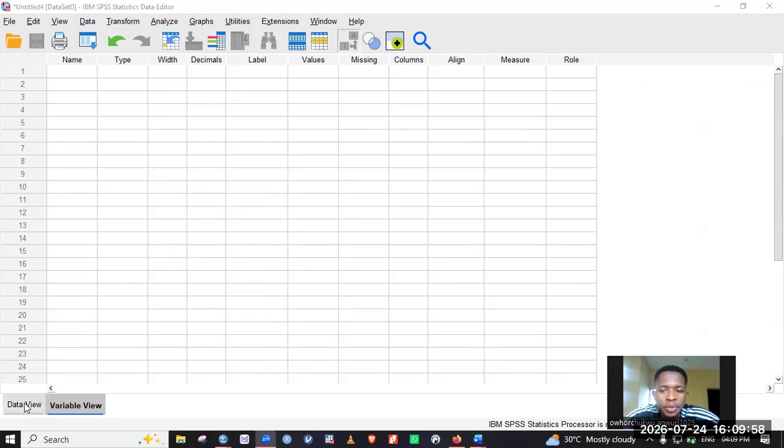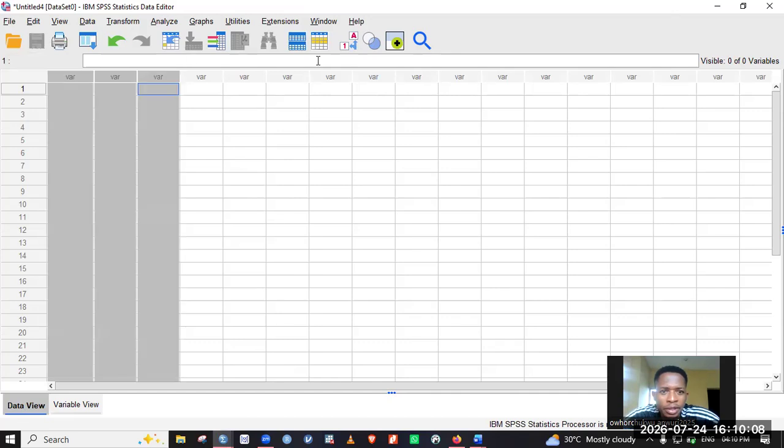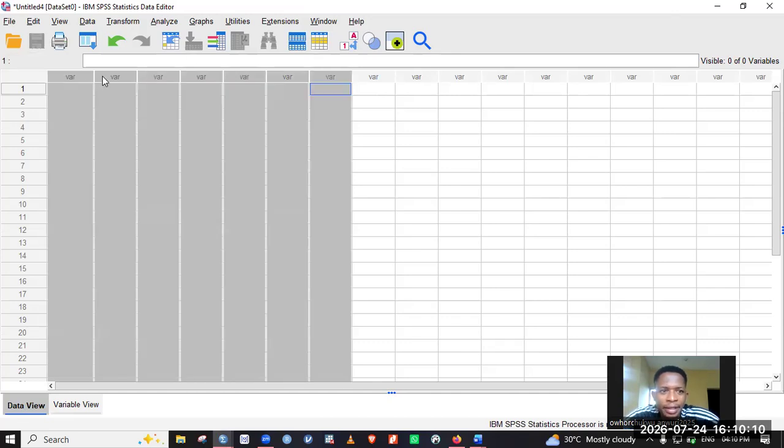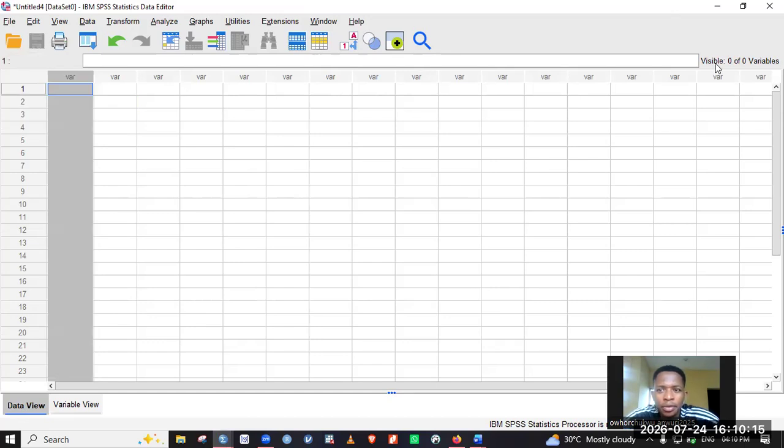When you turn on your SPSS, it's going to take you directly to this view, data view. All right? How do you know your data view? When you look across here, you can see that we have var from your top right hand side to your left hand side. All right. But this is not the view that you should be at.